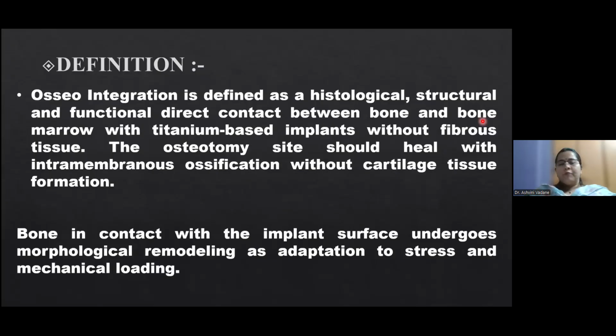Now we will go through the definition. Osseointegration is defined as a histological, structural, and functional. All terms are important. It should be at the histological level, structural level, and functional level. So it is the histological, structural, and functional direct contact between the bone and bone marrow with titanium-based implants without fibrous tissue. In this there is no fibrous tissue.